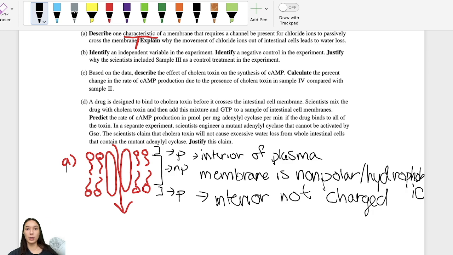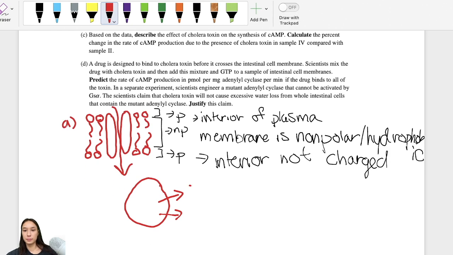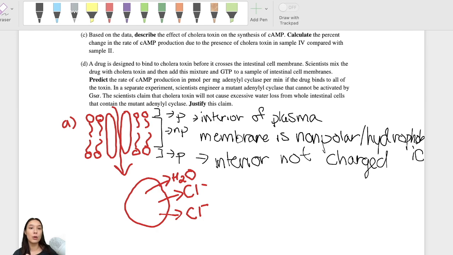So if I have a cell here, and the chloride is moving outwards, and it leads to water loss, that means the water is also leaving. So H2O is leaving with the chloride, and they're asking why this happens. Well, this comes down to whether something is hypertonic or hypotonic, okay? And that's going to dictate the flow of water. And the flow of water is always going to be determined by the solute concentration.